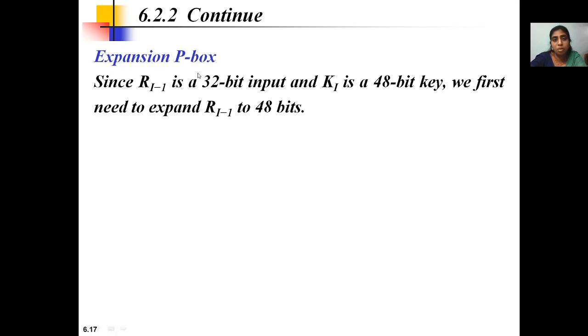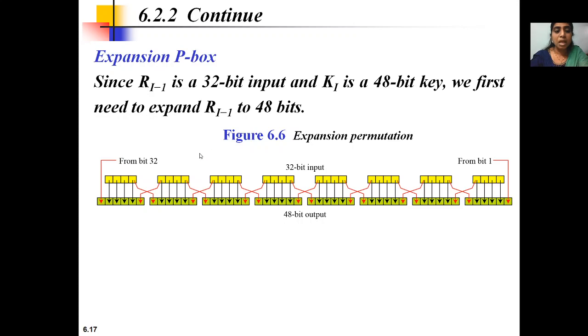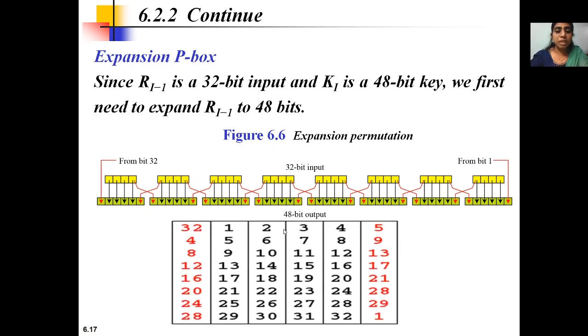Coming to the first function in the round function, that is the expansion P box. We have 32 bits as input and we need to change the 32 bits to 48 bits. So first we need to get the 48 bits. How are we going to expand? These 32 bits are expanded in this manner: the last bit values are again taken as the first bits. Like this we change.